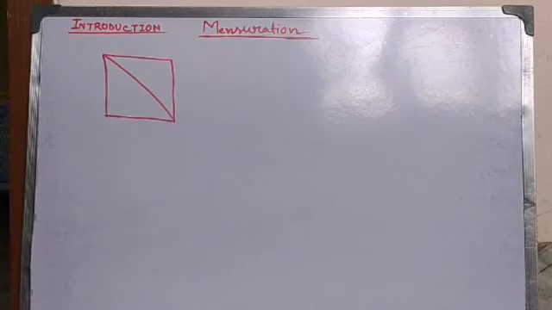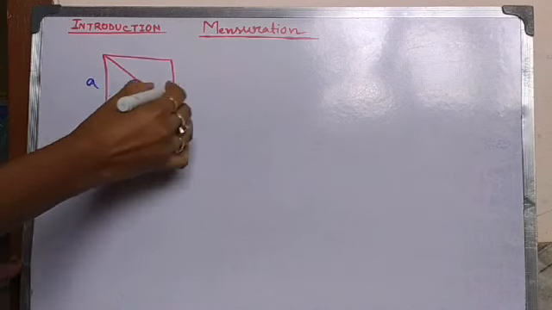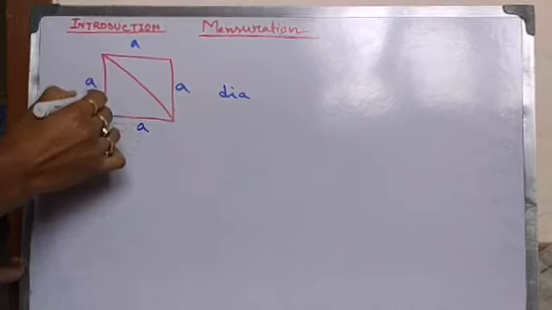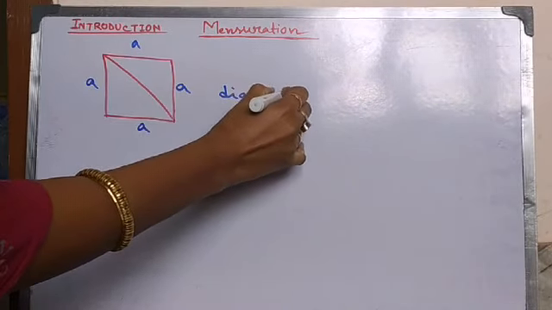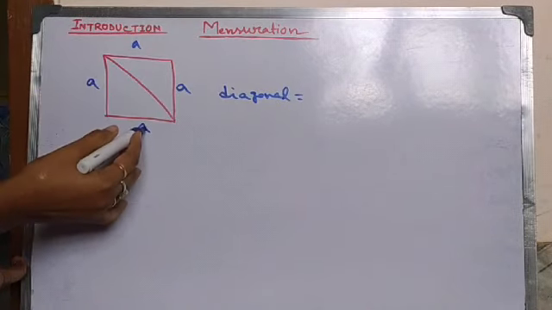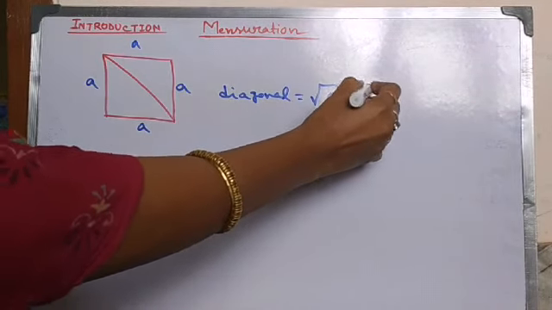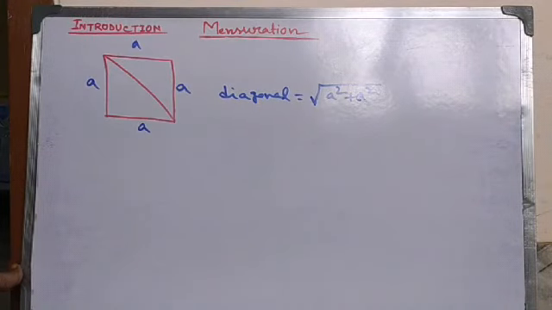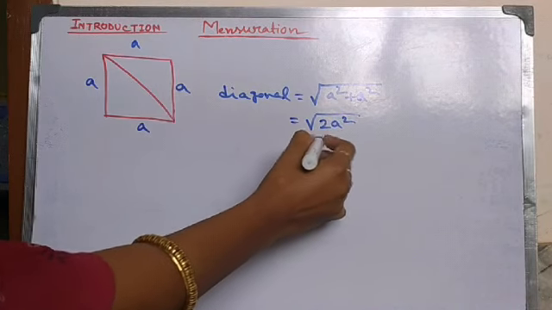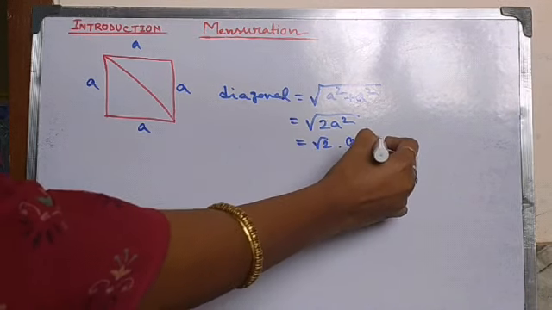Now I will discuss the diagonal of the square. Same as rectangle. Here all the sides are A. So what will be the diagonal? The diagonal will be, by Pythagoras theorem, equal to root over A square plus A square, which is root 2A square, then A will come out, that means root 2 into A unit.